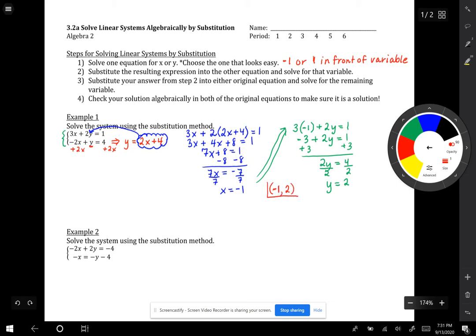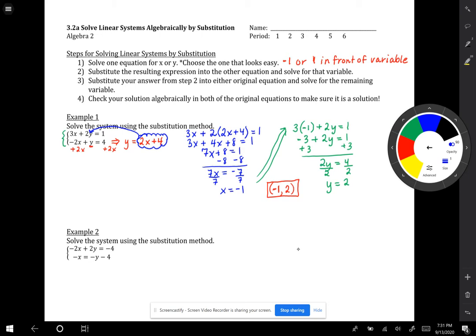If you were to graph it, you would have graphed each line individually, and the intersection point would have been -1, comma 2. This is just another way to do this problem. So now we're going to go back and check our answer. We won't check in every problem, but we will for this one. I already circled it, but you know what? We shouldn't have. So we're going to check it.